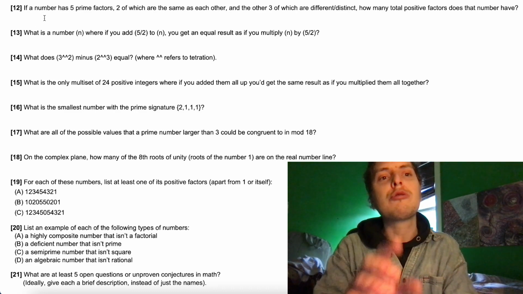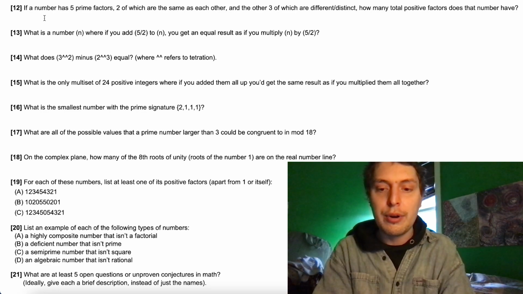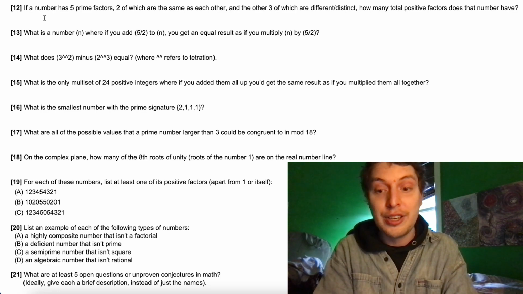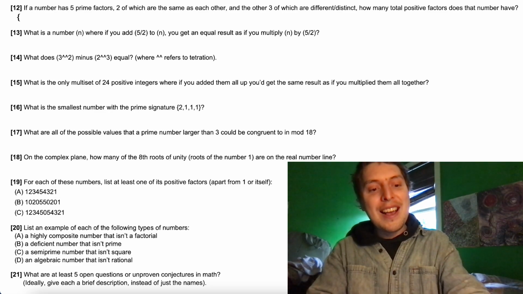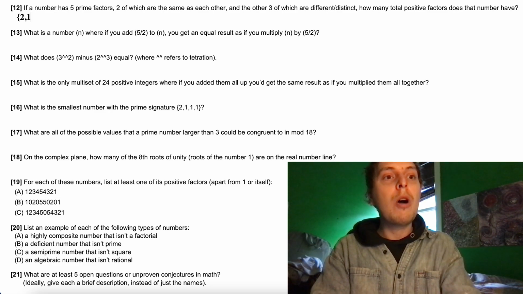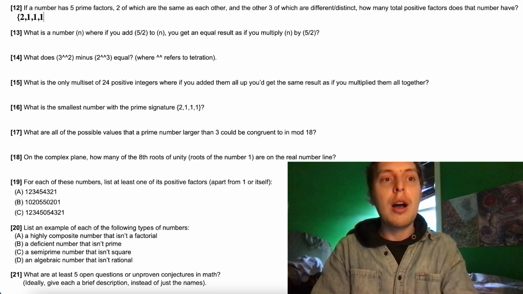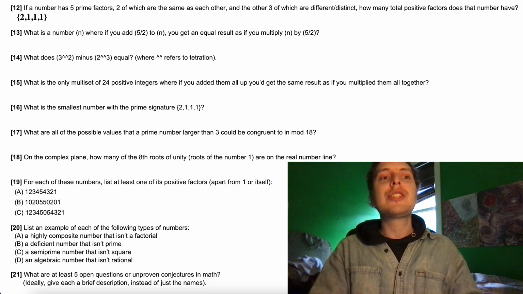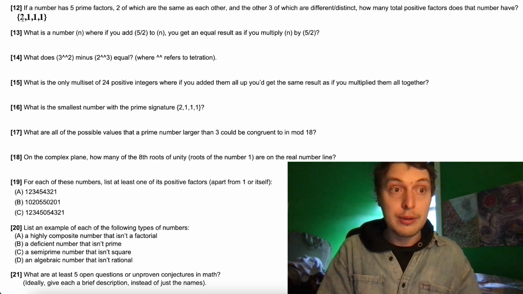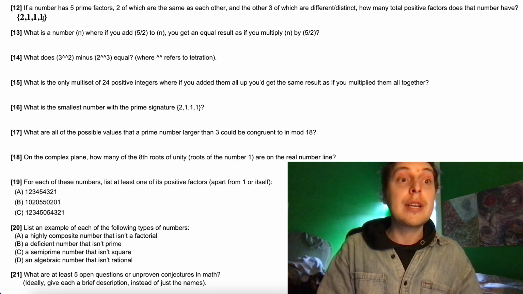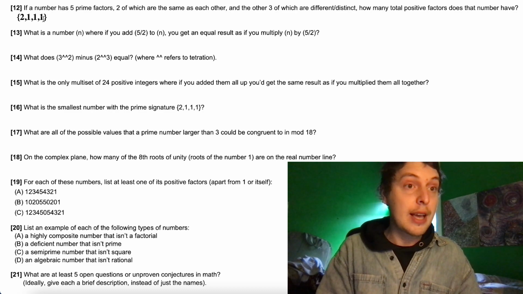So we could write the prime signature of this number that they're telling us about in the question, or that I'm telling you and myself about, as 2, 1, 1, 1, which is the prime signature way of saying there is a prime that has 2 copies of it. It would be written as it squared in the factorization, and then there are 3 separate primes multiplied together.